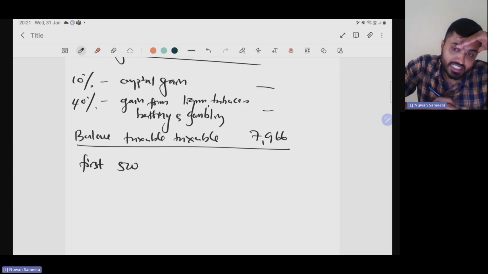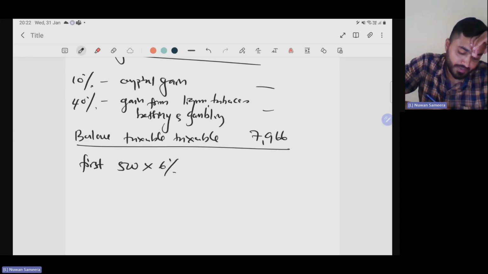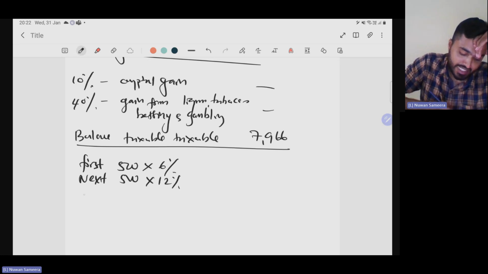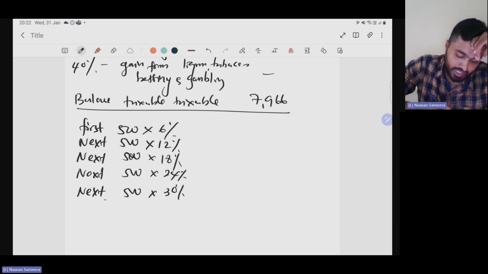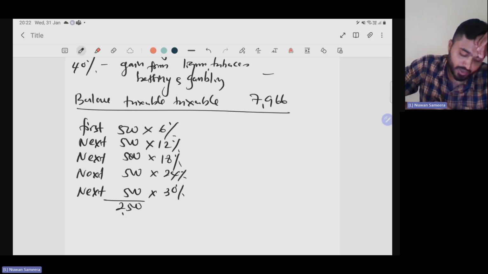Now the bucket is 500. First 500, I mean 500,000 rupees, in thousands here, right? So that's why I have not used the last 3 digits. So 6%. Next 500, 12%, like that you can go in the 500 bucket up to 2.5 million: 18%, next 500, 24%, likewise the next 500, 30%. So altogether, 2.5 million.